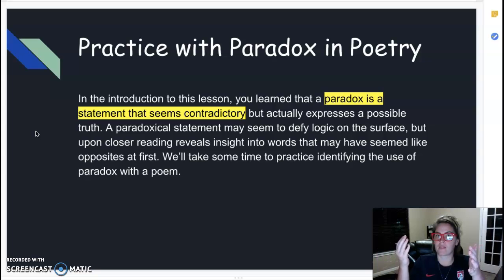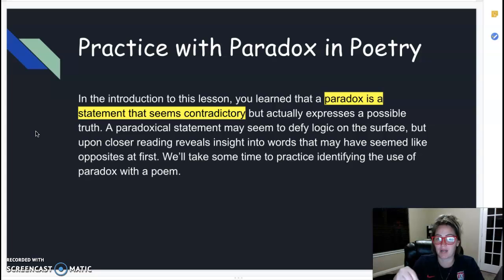This is one of those cliches where things aren't always as they seem. If you've ever heard that, that's sort of what a paradox is. A paradoxical statement, this is the part that I told you before to write down, so I just want to make sure that you have this down. A paradoxical statement may seem to defy logic on the surface, but upon closer reading reveals insight into words that may have seemed like opposites at first. That's the part you need to know.